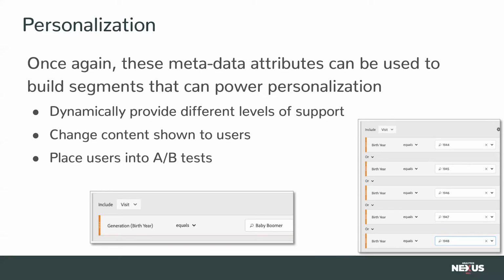You might want to show an A/B test for maybe baby boomers versus Gen X, or show different content to people who are of a certain generation. Or maybe one of the attributes you upload is that they're a gold customer versus a bronze customer. And maybe for gold customers, you want to offer chat or a higher level of support.